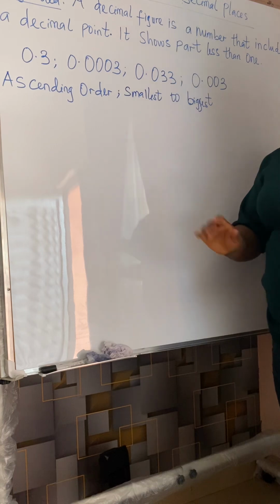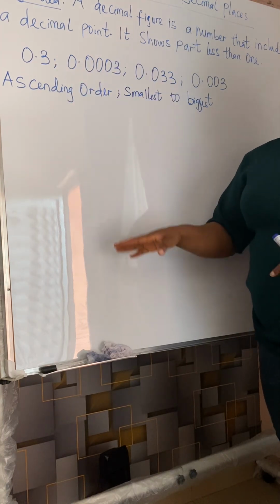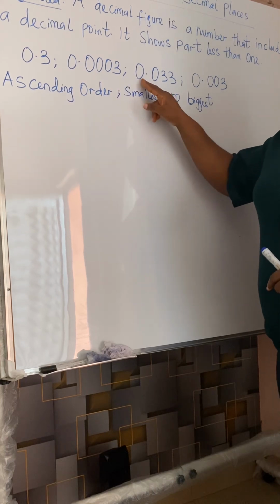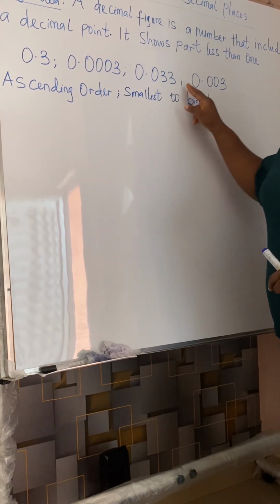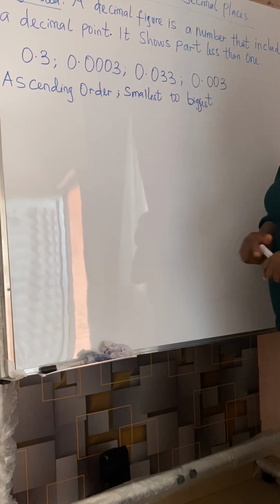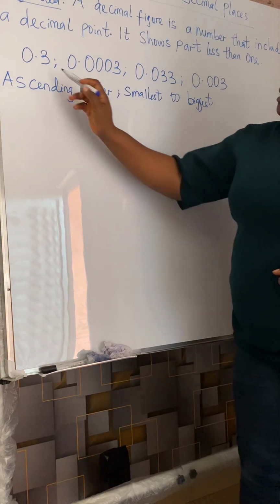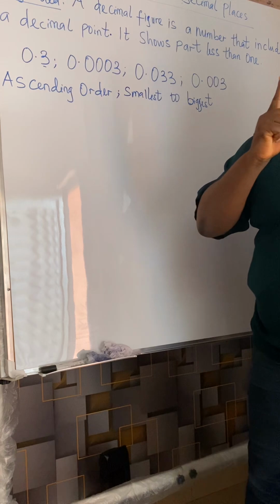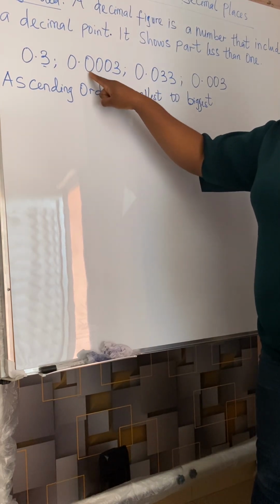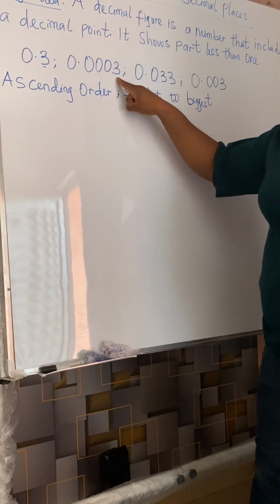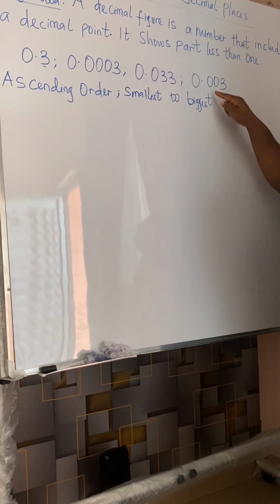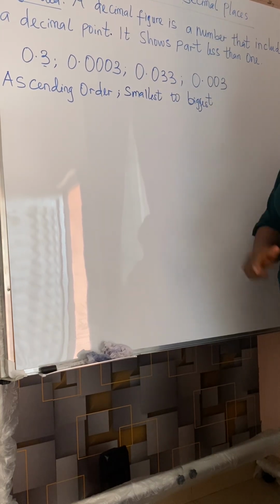But notice these numbers. Just look at it: 0.3, 0.0003, 0.033, 0.003. If you notice here, we just have one decimal place here. This one, 1, 2, 3, 4 decimal places. This one, 1, 2, 3 decimal places. This one also, 1, 2, 3 decimal places.